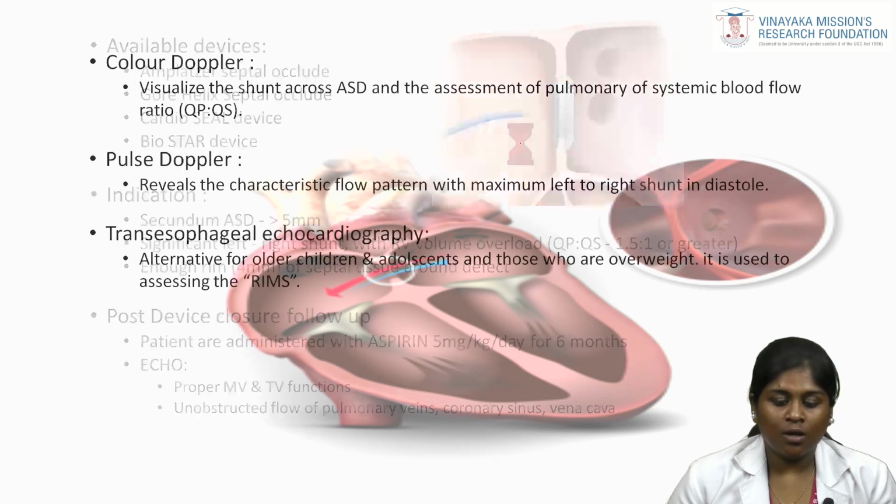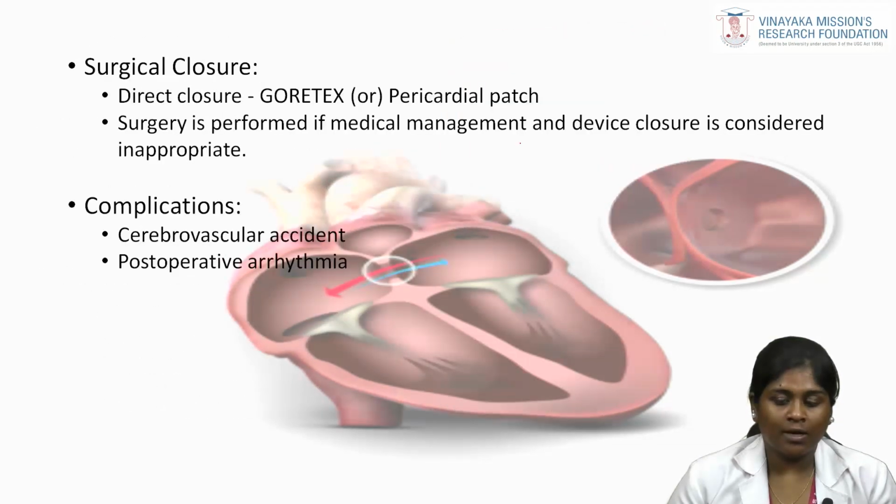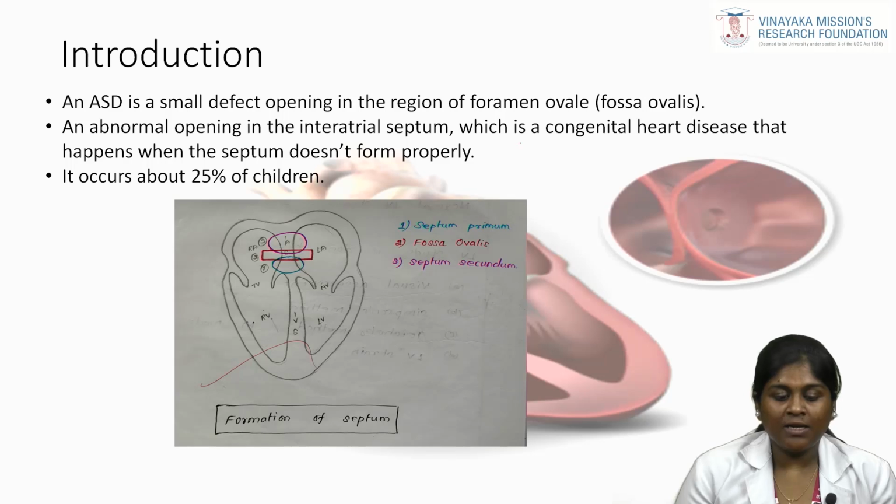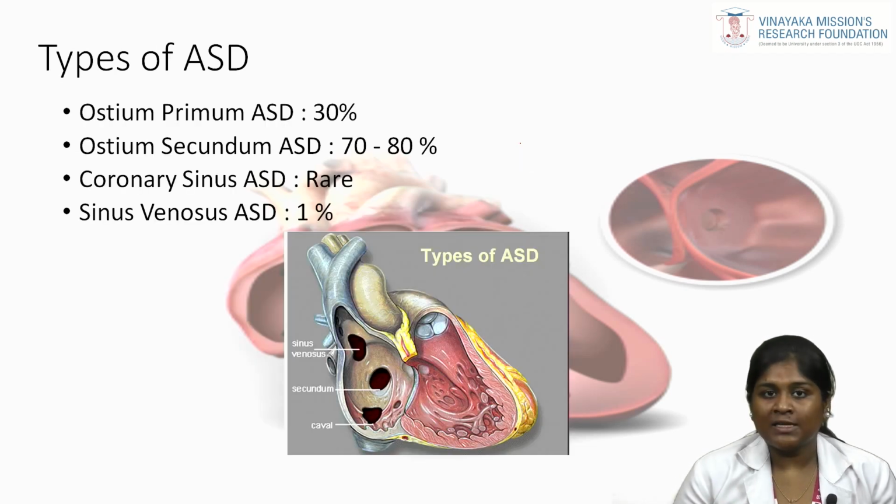So, summarizing the whole topic of atrial septal defect. Atrial septal defect is a defect, an opening, in the region of the foramen ovale. It is a congenital heart disease. It is a type of acyanotic congenital heart disease, and 25% of children may have ASD. In total it has 4 types of ASDs: ostium primum, ostium secundum, coronary sinus and sinus venosus.